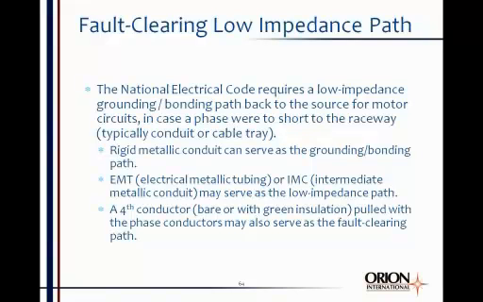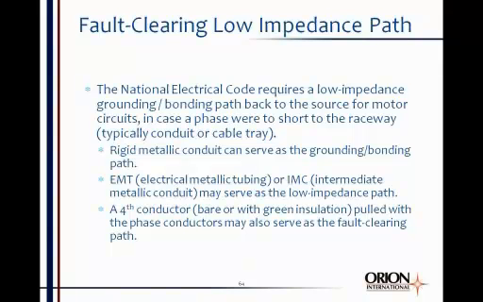Let's talk about fault clearing paths. You know, if a fault occurs, you may have thousands of amperes of current flowing until it's cleared. Now, the National Electrical Code, the NEC, requires you to have a low impedance grounding bonding path back to the source for motor circuits, in case you were to have a phase go short to the raceway. Okay, which typically the raceway for motor circuits is conduit or cable tray.